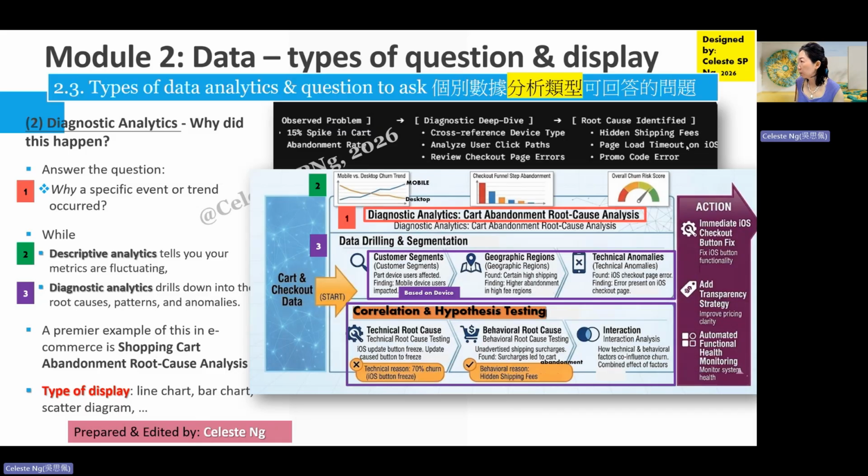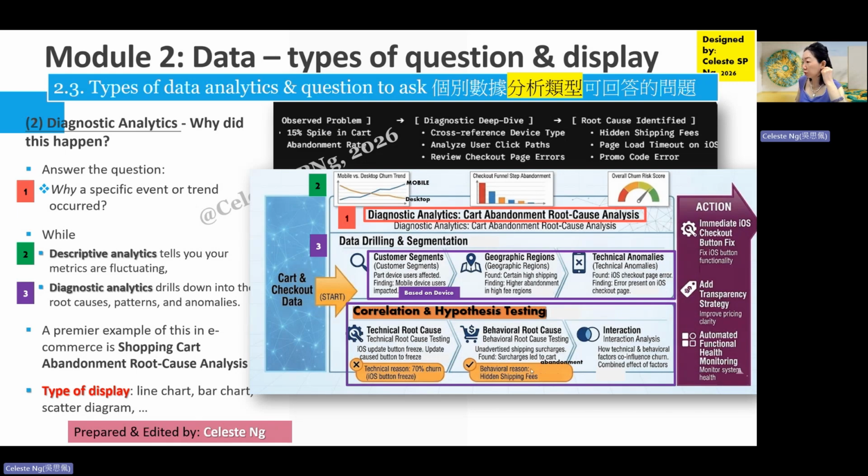And here we can see the possible actions, right? When we do something like this, we already have some sense, some prescriptive analytics flavor. What action can be done now? It's like, okay, do an immediate iOS checkout button fix. That's one of the actions.